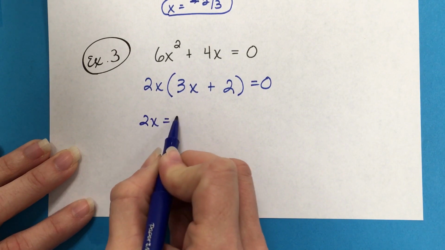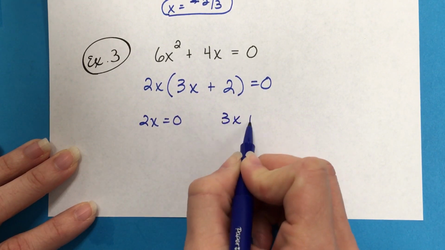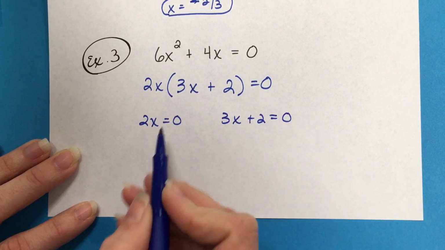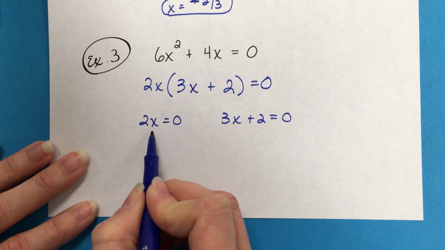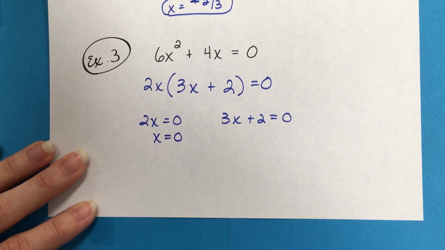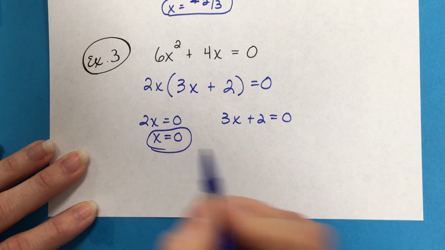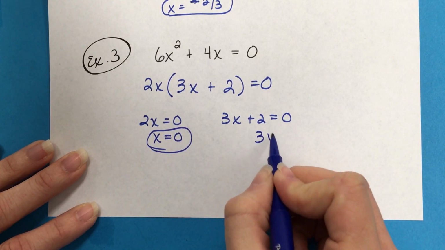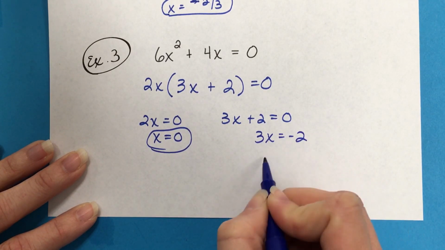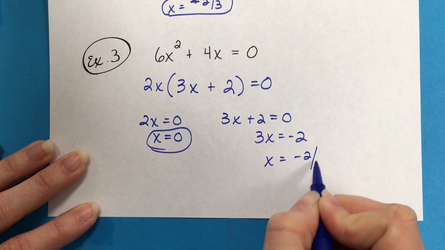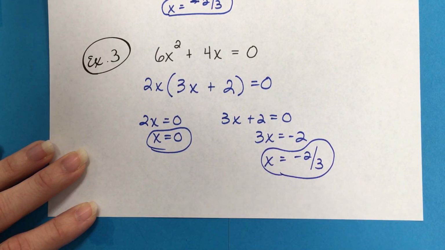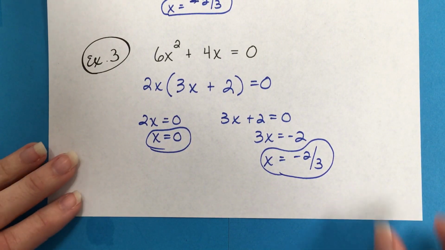So you would do 2x is equal to 0, and 3x plus 2 equals 0. All right, so divide by 2. Of course, 0 divided by 2 is still just 0. And then here you would subtract 2 and divide by 3. Therefore, we have negative 2/3. So there's your two answers for that example.